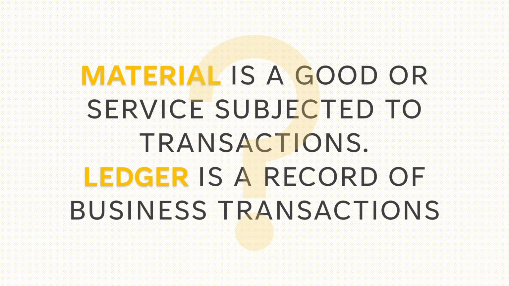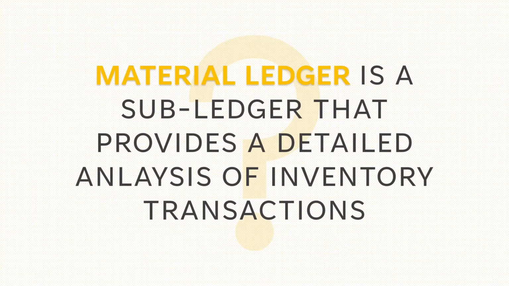Now, if we put these two together, we can say that a material ledger is a subledger like accounts receivable, accounts payable, or asset accounting. It is a type of subledger that provides a detailed analysis of inventory transactions, the same way the AR subledger provides on the sales part, the AP subledger provides on the purchasing part, and the asset subledger provides transactions on the assets. Similarly, a material ledger is a subledger that provides a detailed record of transactions that are happening on the inventory.